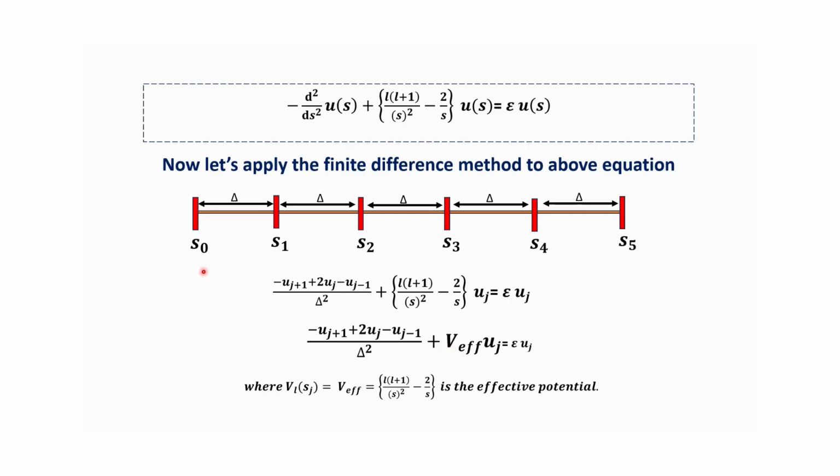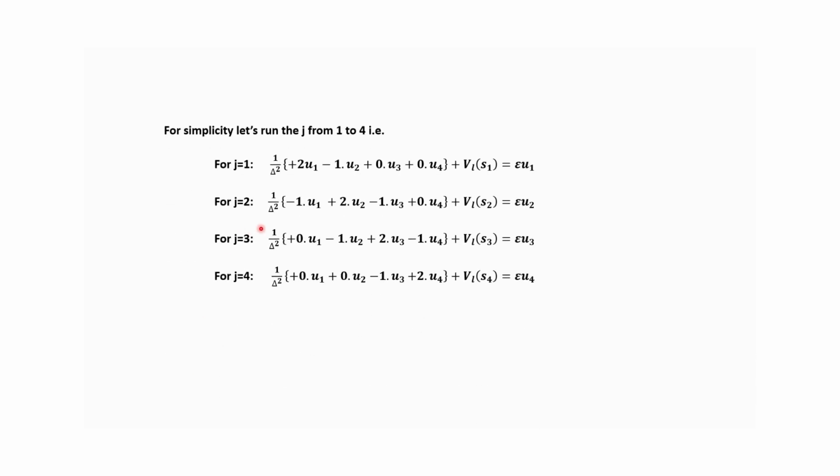Now, according to the boundary condition of the hydrogen atom, the wave function at r equal to 0 and at r equal to infinity must vanish. So, our interest is to calculate the wave function at S1, S2, S3 and S4. By running j from 1 to 4 in the previous equation, we have the set of these equations.